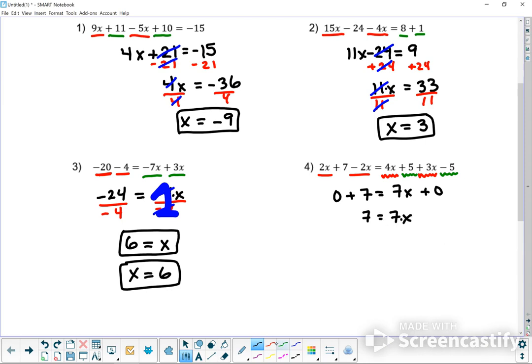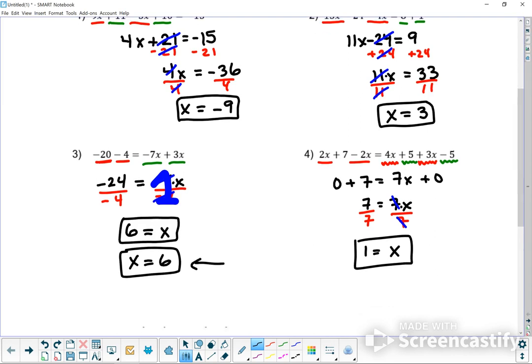Remember, this is multiplication, so I'm going to divide it by 7. It's going to cancel out, and it's going to give me 7 divided by 7, or x equals 1. And again, I'm going to leave it like that. If you don't like it, you can write it this way, with the x in the front.